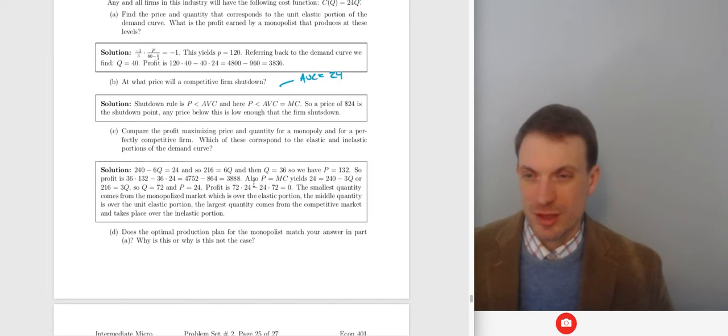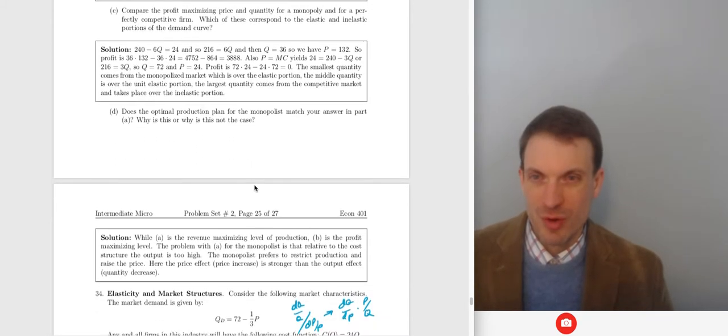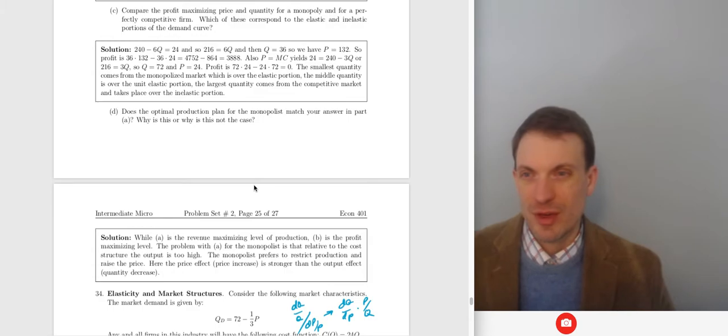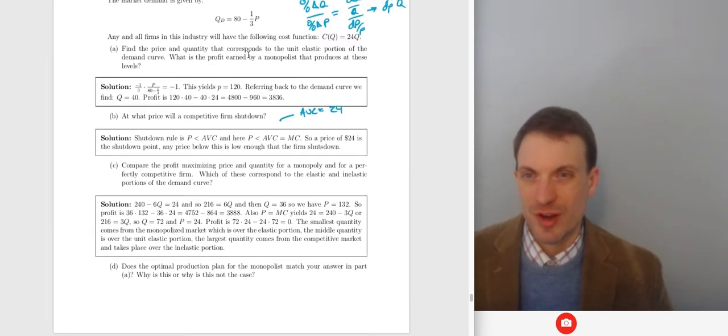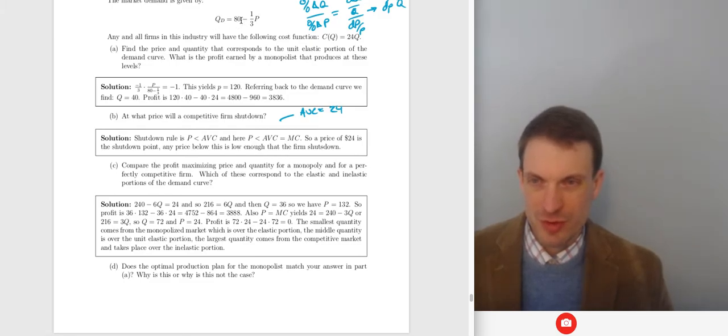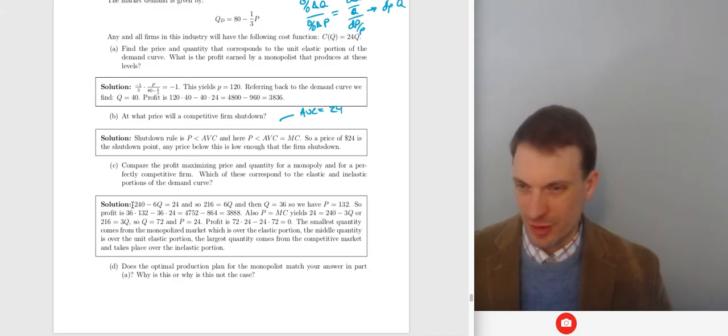Right? Compare the profit maximizing price and quantity for a monopoly. Okay, that's interesting. So if this is our market demand, I'd rearrange it to be inverse demand. So let's solve this for P. So 1/3 P is equal to 80 minus Q, or we have P equal to 240 minus 3Q.